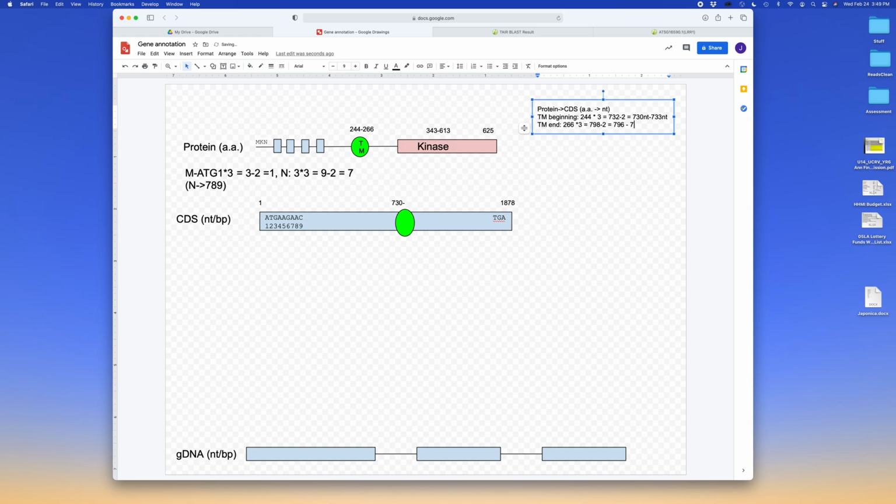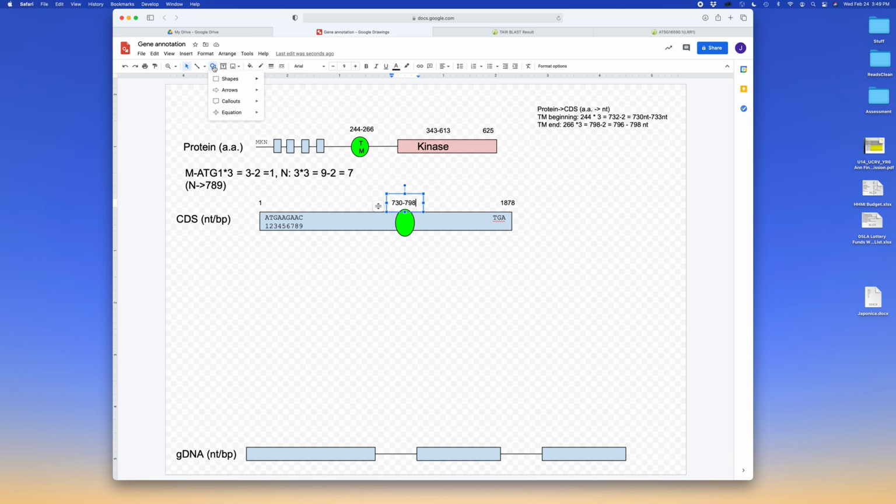So nucleotides 796 to 798 are the codon represented by this amino acid right here, 266. Let me put that in here. So 798 is the end of that codon. Okay, good. And then we repeat for the kinase.